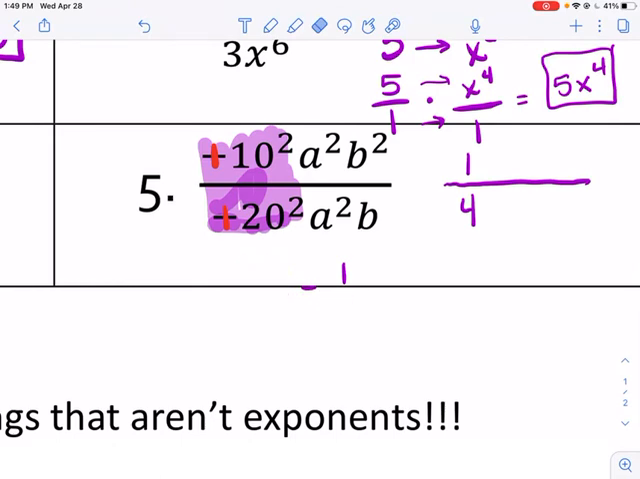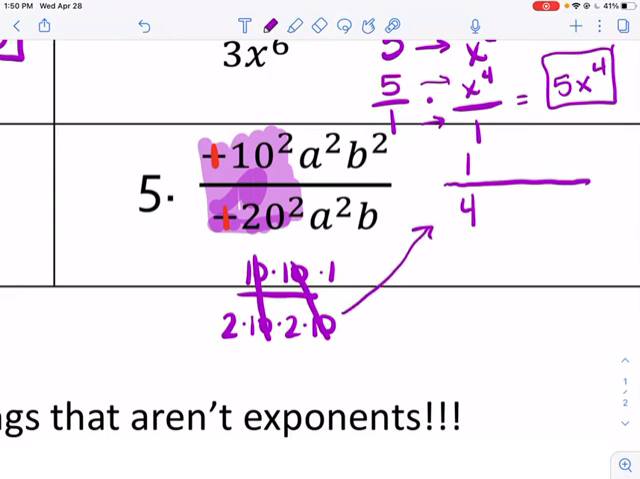Another way to do it is to rewrite the bigger one as being kind of like the smaller one. So this one is going to be 10 times 10 on the top. 20 is equal to 2 times 10. 20 squared is going to be 2 times 10 times 2 times 10. Then cancel the common factors because they equal 1. And then we find that there's a 1 left over on the top because everything canceled on the top, and 2 times 2, which equals 4.